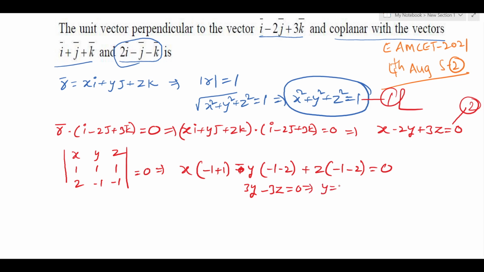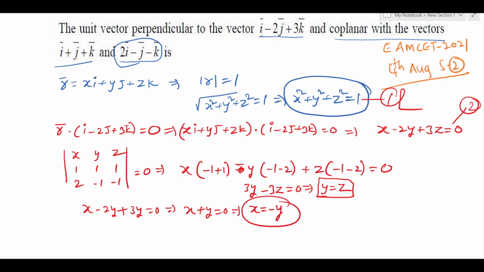From this y is equal to z. So the y value and z value are equal. Substituting the y value in the second equation, that is x minus 2y plus 3z, 3z means 3y, is equal to 0. From this x plus y is equal to 0. This is x is equal to minus y. So x value is minus y and y value is z.